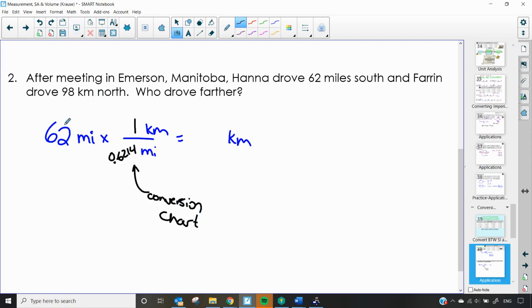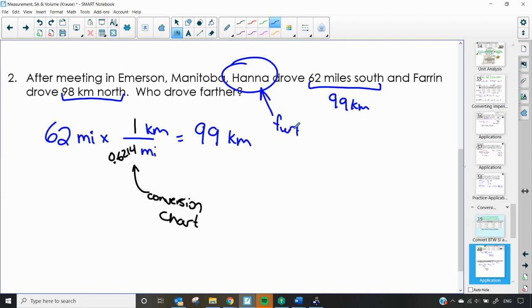So when I'm multiplying, it's going to be 62 times 1 divided by 0.6214 gives me 99 kilometers. So if Hannah drove 62 miles south, and that corresponds to 99 kilometers, and Farron drove 98 kilometers north, Hannah has driven further. Again, if you wanted to double check this, you could also convert from kilometers to miles. You'd have miles equating to about 60.9 or 61 miles. And so we would still come up with Hannah driving further.